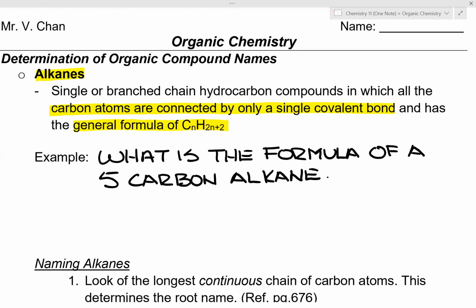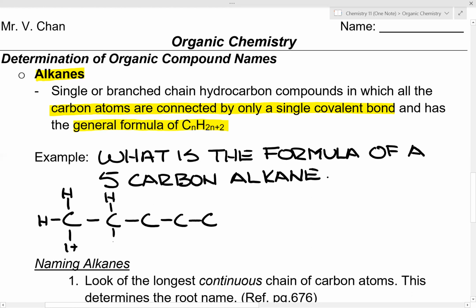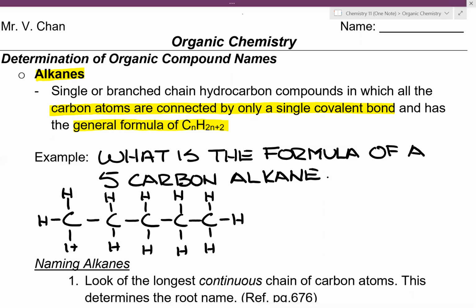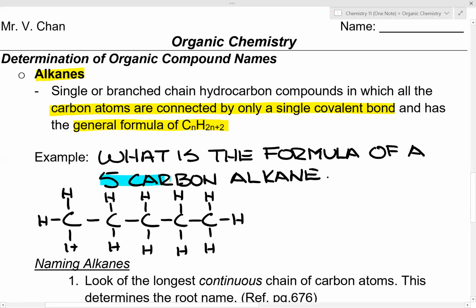Now, there's 2 ways to do this. You can go 1, 2, 3, 4, 5, and then you add all your hydrogens. You can do that if you want. If you like to draw, go at it. You have 5 carbons. So a 5-carbon alkane, 5 carbons all in a single bond.